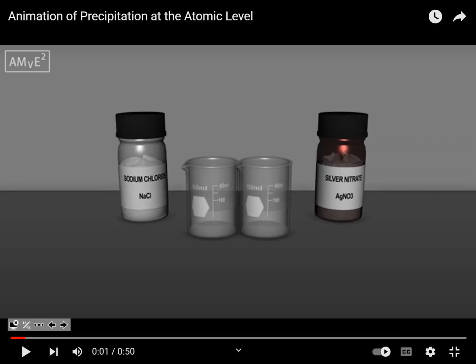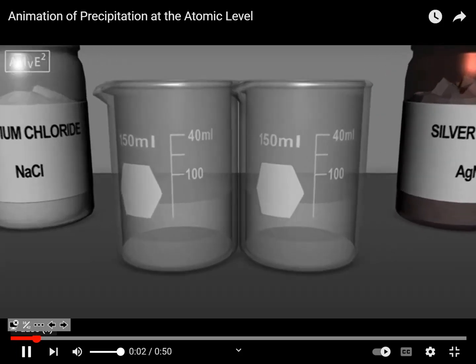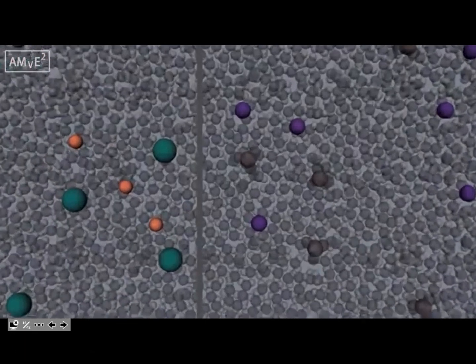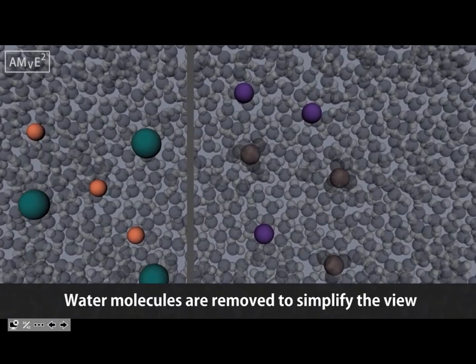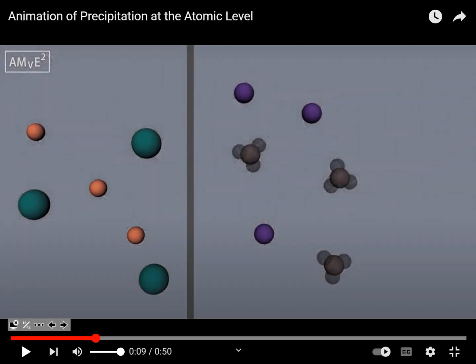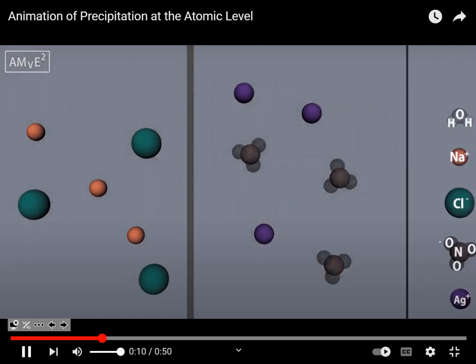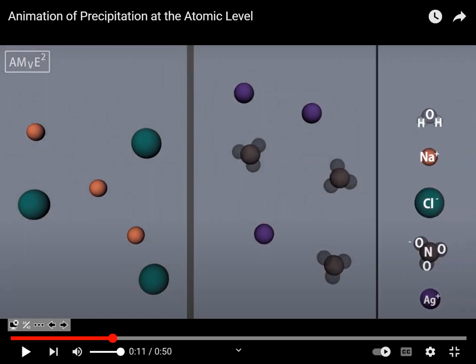Sodium chloride plus silver nitrate. They're in these separated beakers. The water molecules are being removed so that you can see it better. Over on this side, the big green circles are the chlorides. The red circles on the left are the sodium ions. On the right, you see the purple that are the silver cation ions, and you see the nitrates, which are the ones that have the 4 atoms attached to each other.